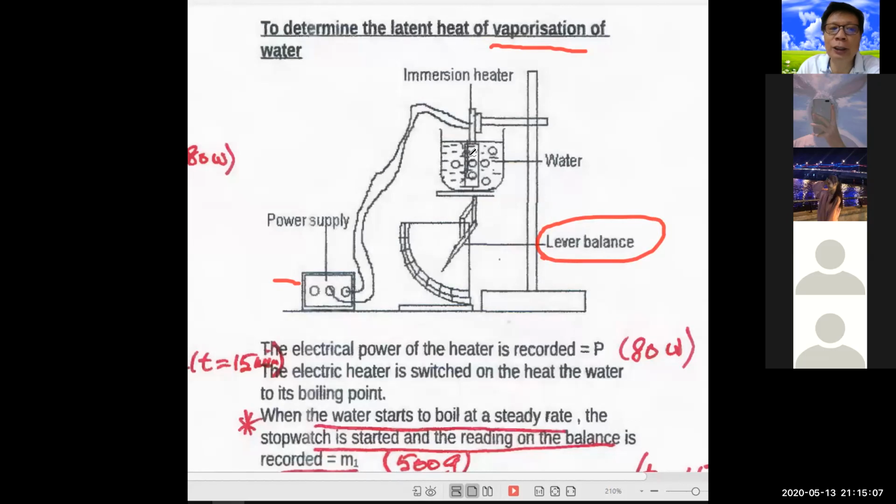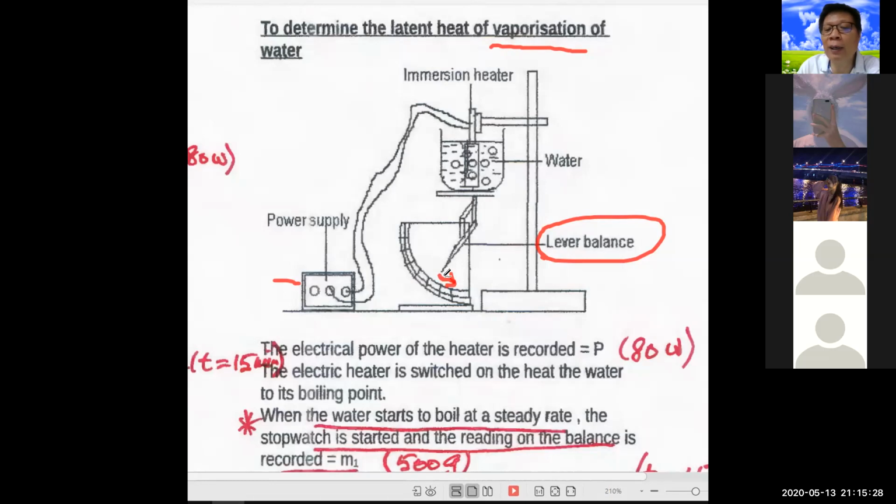While this water is changing to steam, the water is getting lesser and lesser, right? So you can see here the reading of the meter will drop. It will get lesser, because the water has evaporated already, the water has changed to steam already, right? So the water is less, and the mass becomes less.